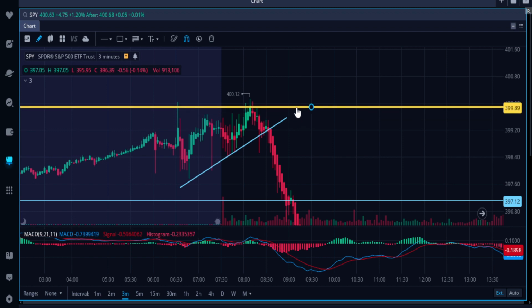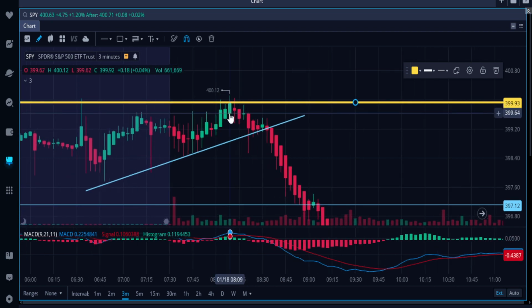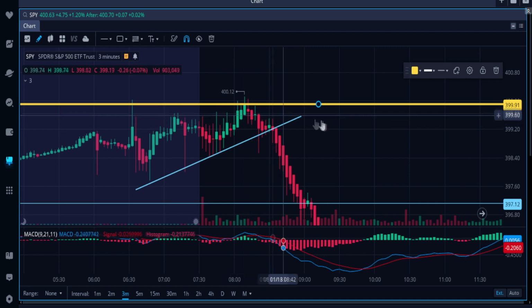So if I want to be aggressive, I can put it here at just under 400, which would be 399.93. I usually like to use the body of the candle as my target. I don't really go for the wick.